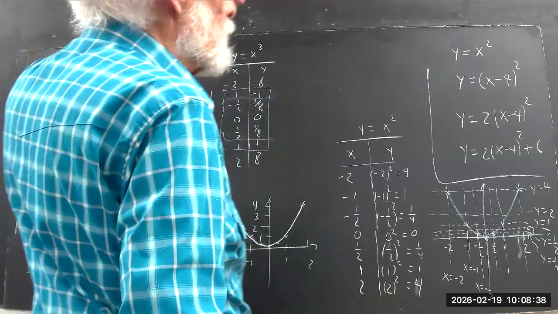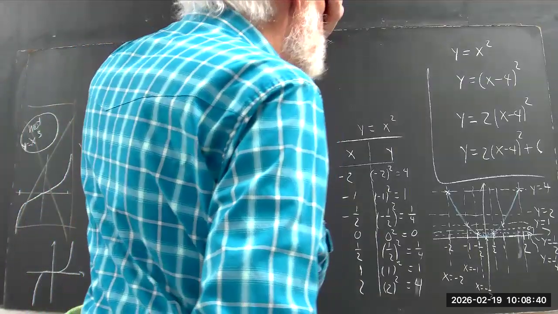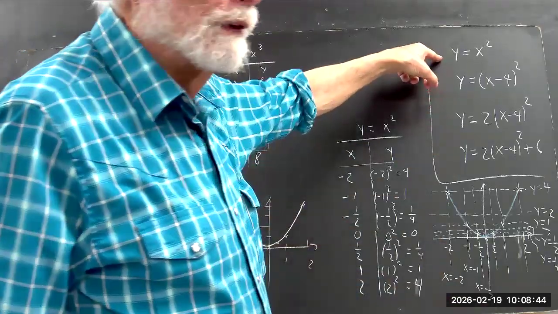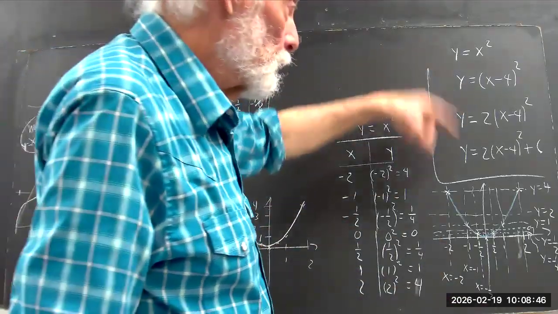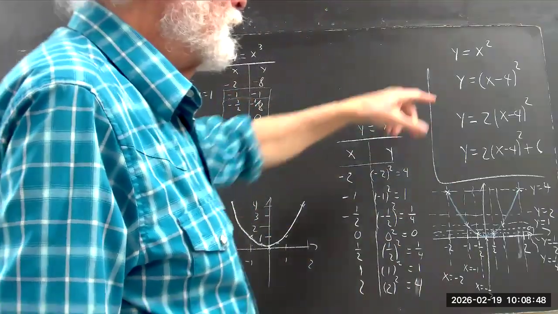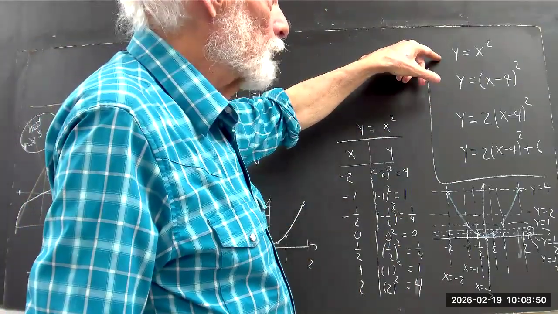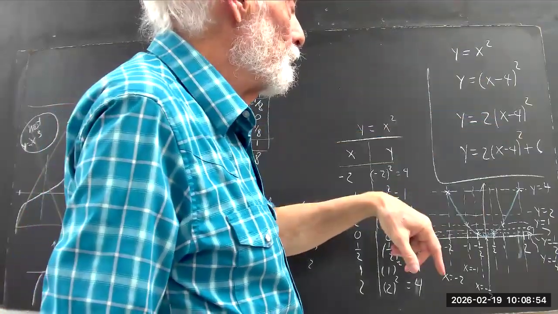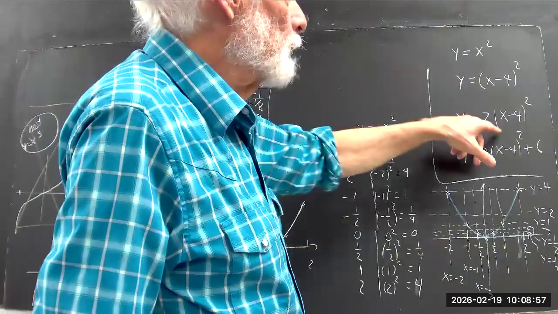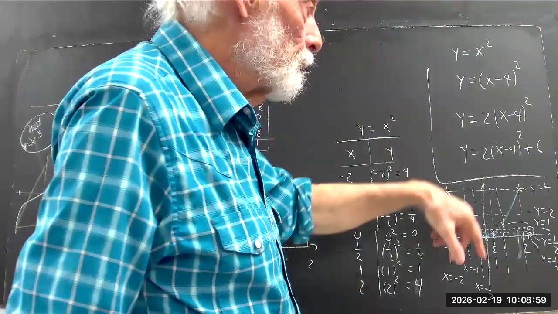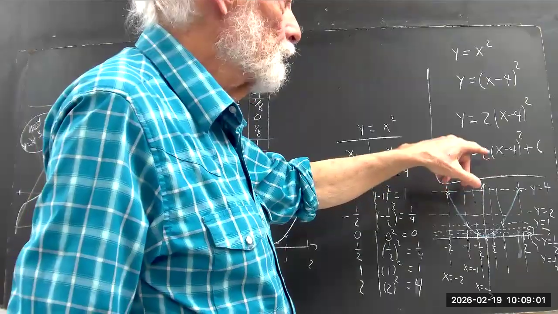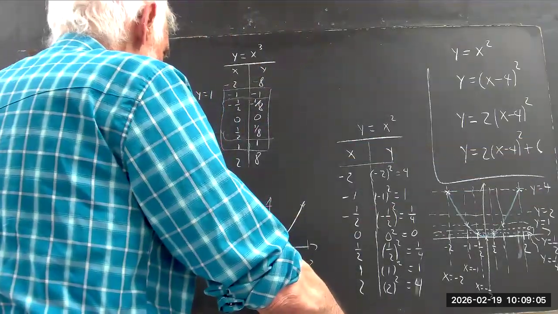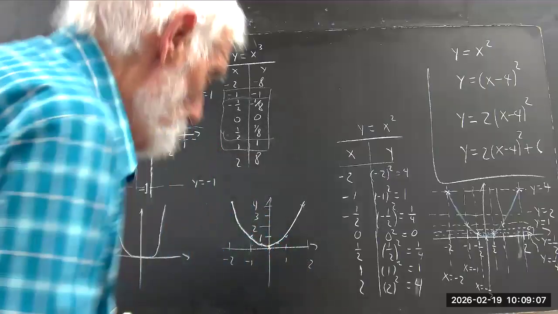Now, the power function I want to focus on right now is the squaring function. We want to talk about how the graphs of the squaring function change when you replace x by x minus 4, or when you replace x by x minus 4 and then double it, or replace x by x minus 4 and double it and then add 6. Well, those are your basic transformations.